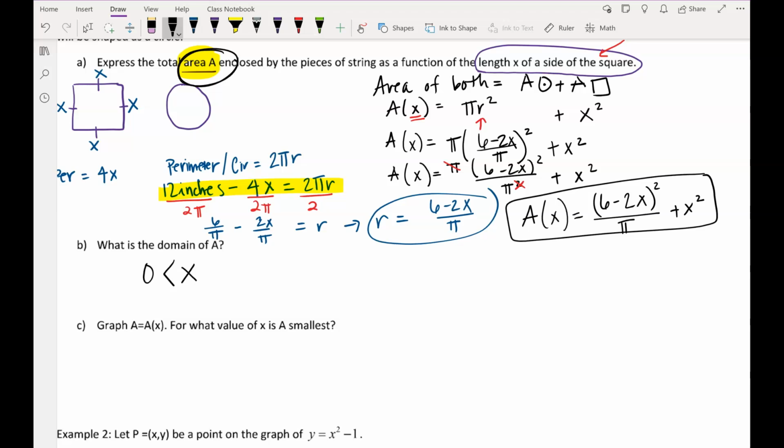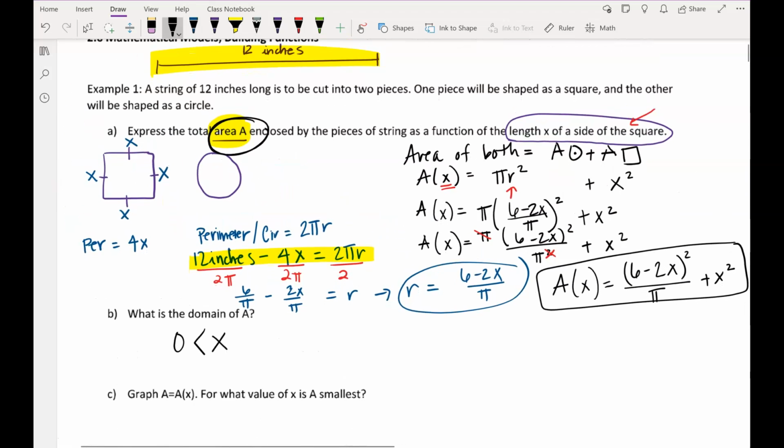Now we have to go back to your string. If you have a string of 12 inches long and you have a square, that means this is 4 X's, right? So you divide by 4. So the most this could be would be 3. Now, it can't be exactly 3. That's why I'm not using less than or equal to. It can only be 2.99999, right? Up to 3. Then whatever's left over could be used for the circle.